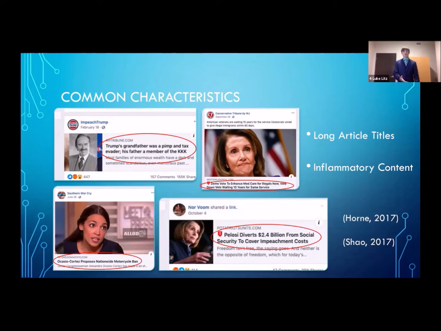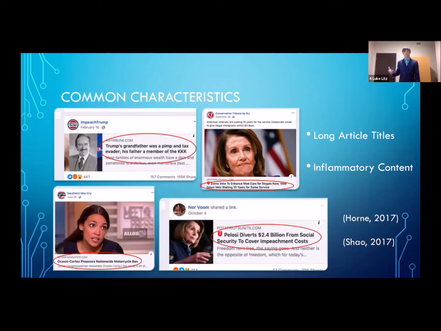For example, this article in the bottom left corner about Alexandria Ocasio-Cortez proposing a nationwide motorcycle ban. Of course, she would never do that. But what this article did is it highlighted a very polarizing figure in American politics and inserted a story that half of the American people would very much like to believe.